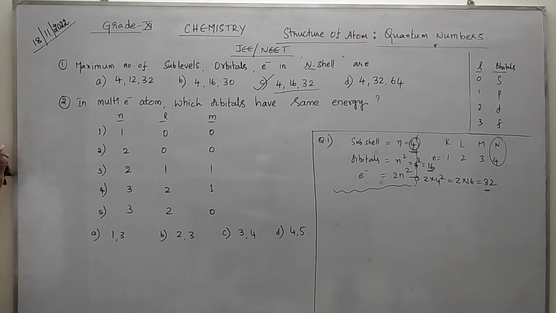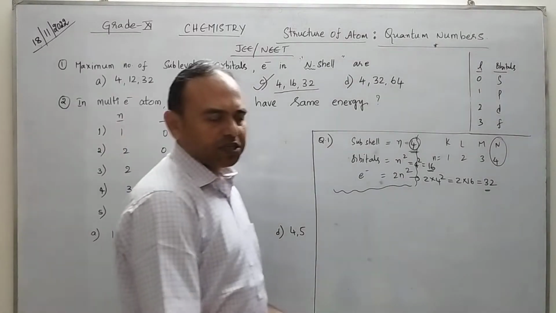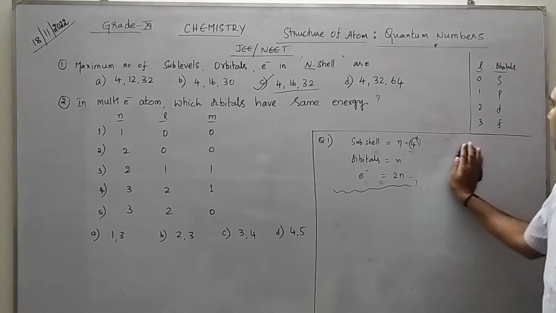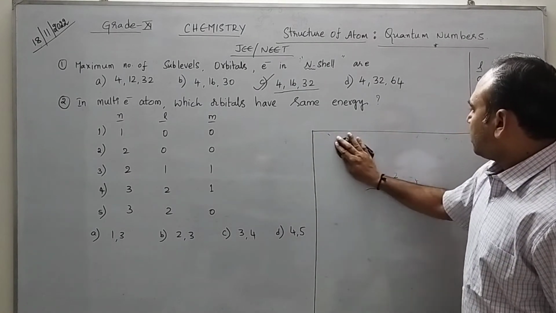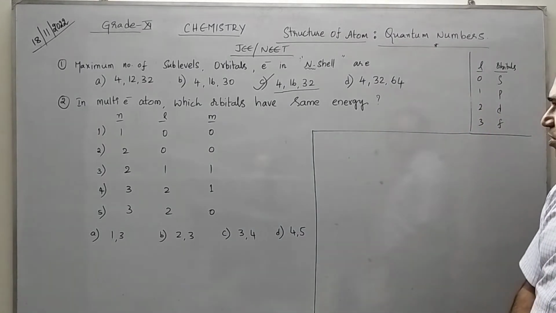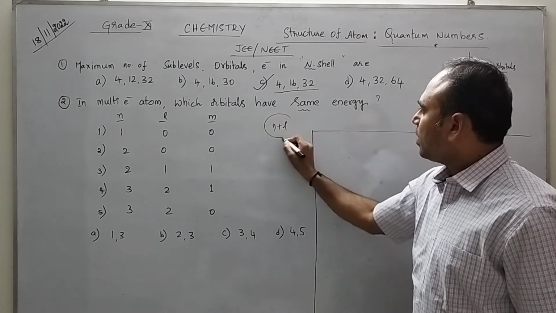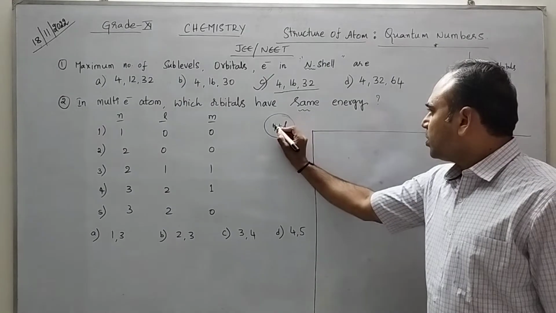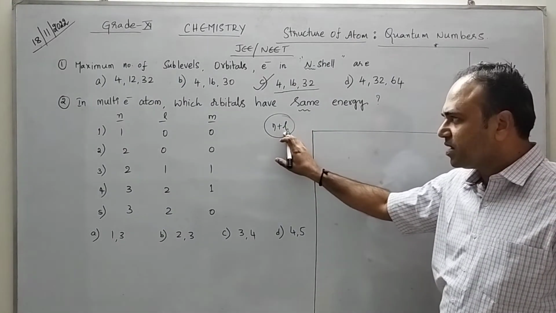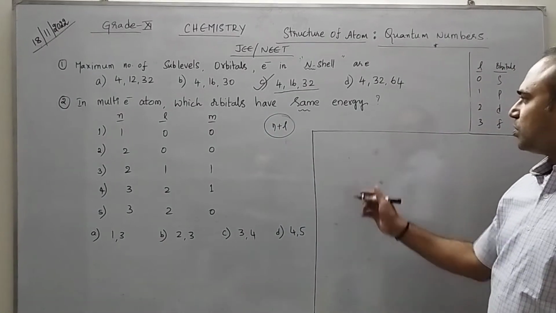Now second one, if there are multi-electron atoms, which orbitals have the same energy? Hope you have written this, I can erase. How do you identify both the orbitals are having the same amount of energy? For this, you should know that n plus l value should be the same. So if you add the values of n and l and the sum is the same, then we can say that these orbitals have the same amount of energy. So let us see that.